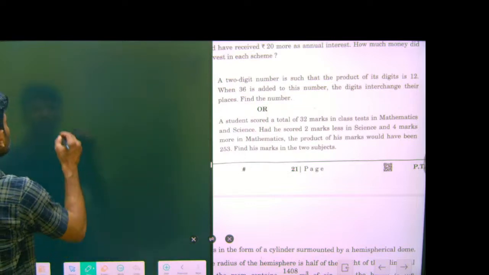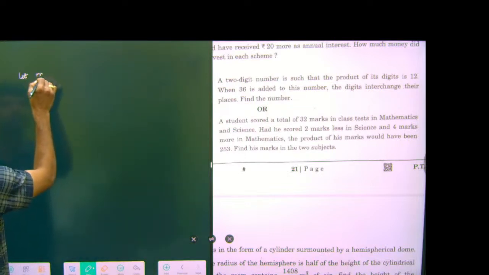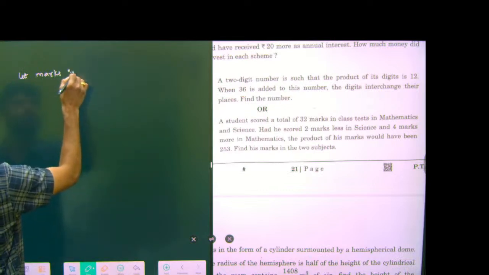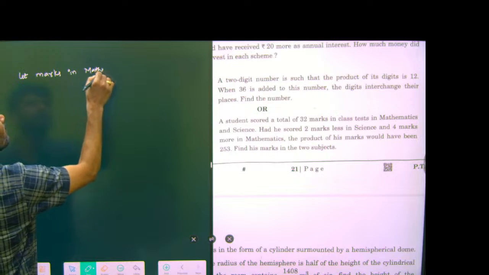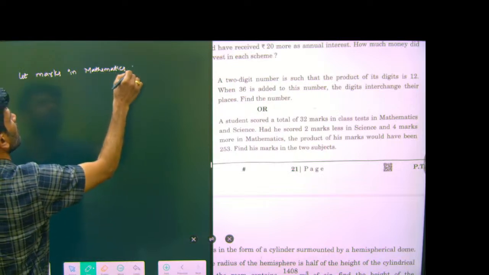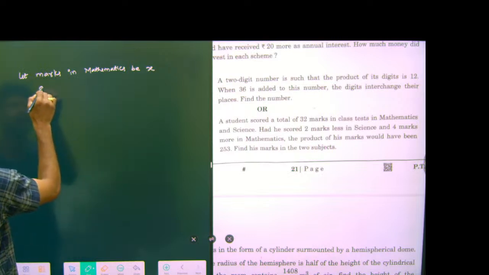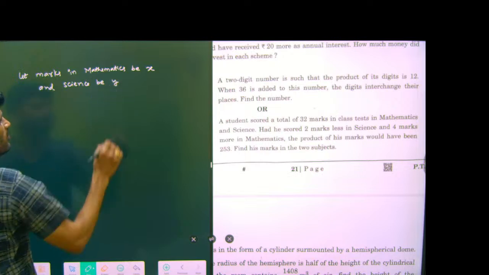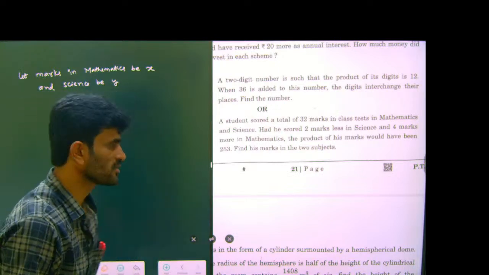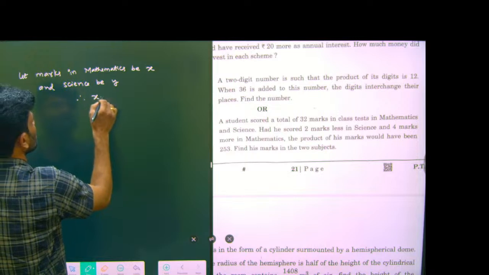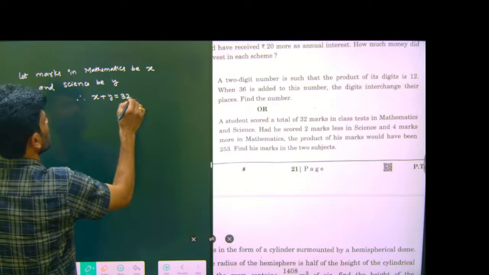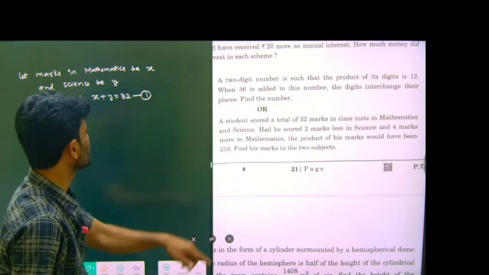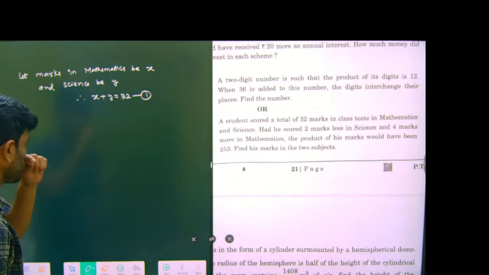So what you have to do, first let marks in mathematics be x and science be y. Because they have given total number of marks 32, we have to take like this: x plus y is equal to 32, equation 1.